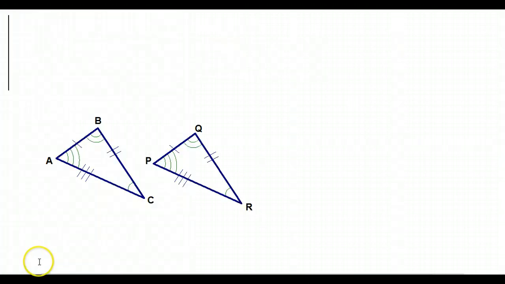But then we learned that we did not have to have all 6 pieces of information to be able to conclude that the 2 triangles were congruent. We learned that we could get away with only 3 pieces of information. If we had the right 3 pieces of information, we could assume and know that the other 3 parts were also congruent. Now let's see, what were those 3 pieces of information?